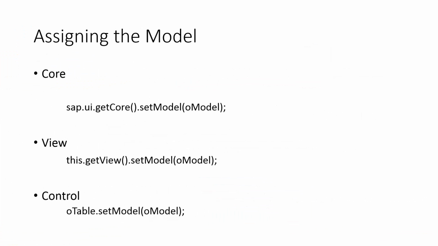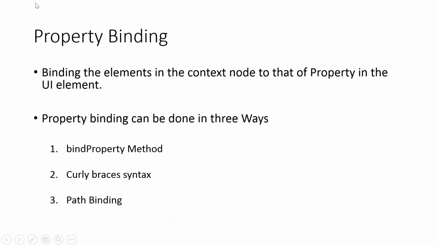Now if I set it to the view, only that view is capable of accessing it. Whereas if I set it to the core, the entire application is capable of accessing that model. The third type is that I can set it to the control. If I set it to the control, then only that particular control can get it. For example, if I set it to a table, only the table will be able to access it. Other UI elements within the same view will not be able to do the binding with it.